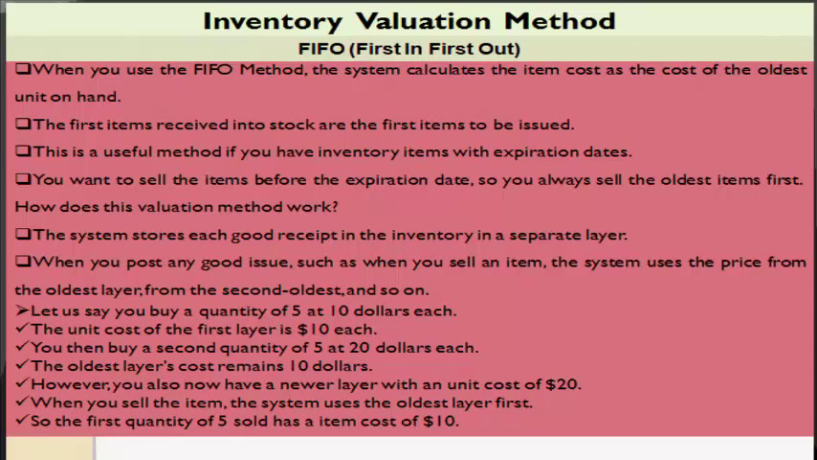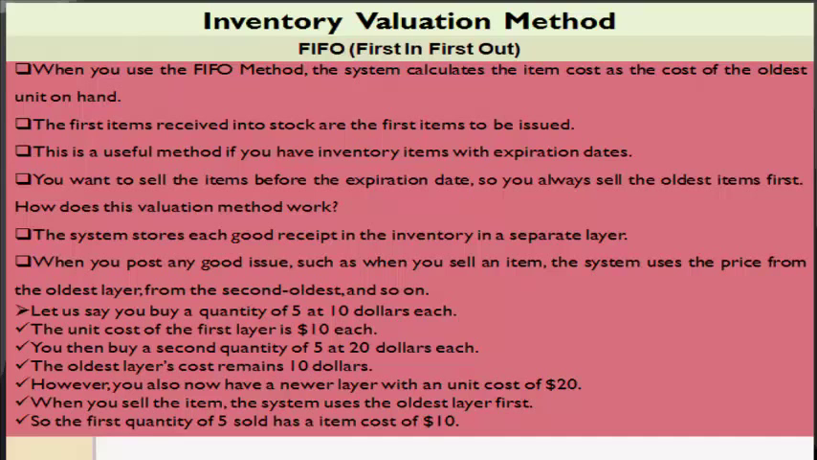Continuing with FIFO, when you use this method, the system calculates the item cost as the cost of the oldest unit on hand. The first item received in the stock is the first item to be issued. This is a useful method if you have inventory items with expiration dates. You want to sell the items before the expiration date, so you always sell the oldest item first.